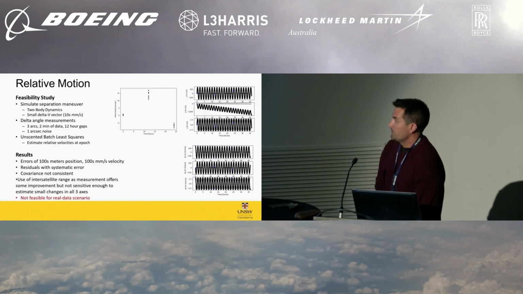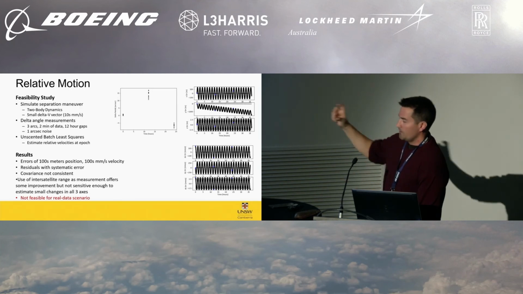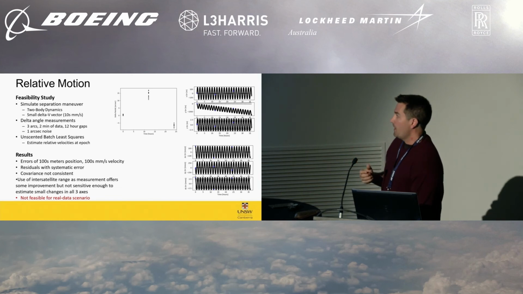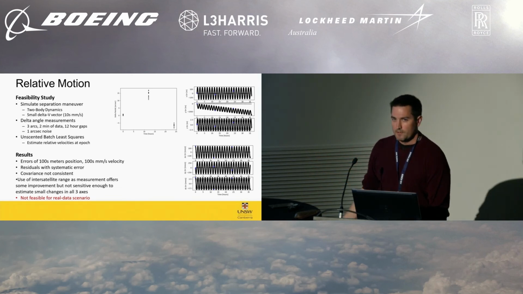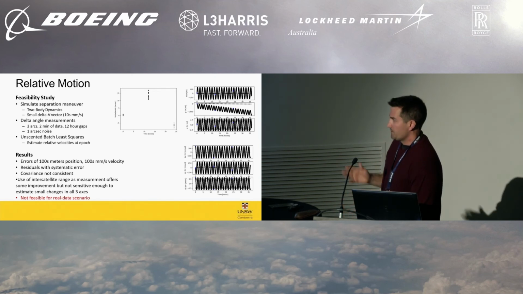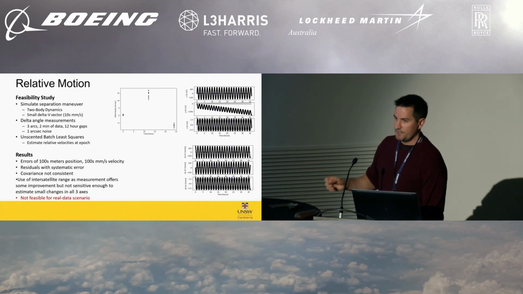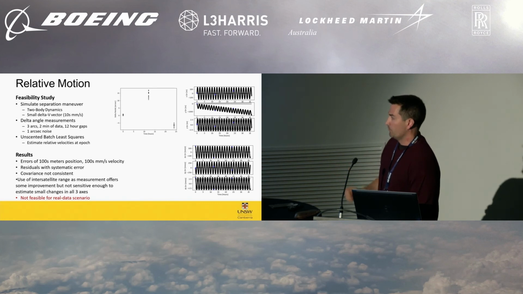So this one also didn't work. I set up a feasibility study again, just doing a simulated maneuver, using that delta angle for separation. And very similar to before, we're getting position errors on the order of hundreds of meters, velocity errors on the order of hundreds of millimeters per second. So once again, there's just not enough data here, and it's not sensitive enough to be able to detect the very small changes that we're trying to do. So this one's also not going to be feasible for our real data scenario.